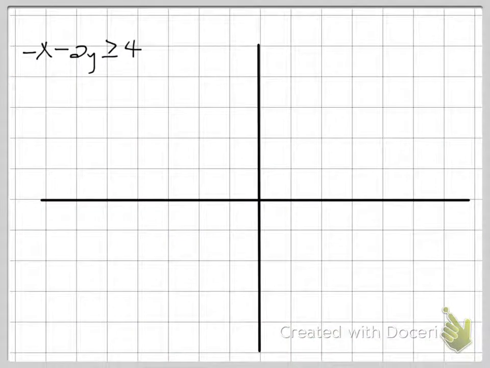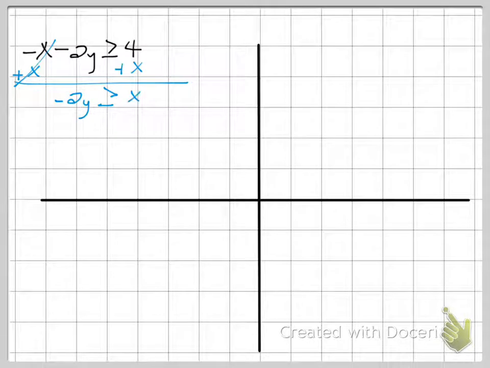Our next example is negative x minus 2y is greater than or equal to 4. So what's our first step that we're going to do? Very good, JD. We are going to add x to both sides, solve for y. That's going to cancel, leaving me with negative 2y is greater than or equal to x plus 4.